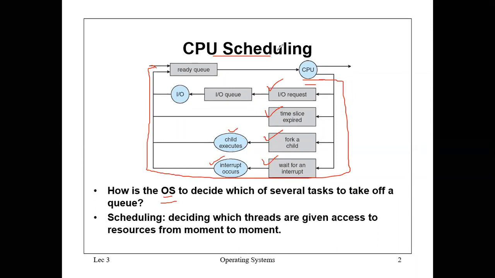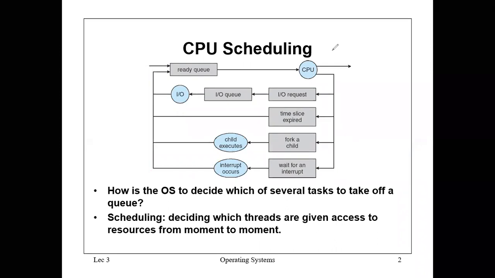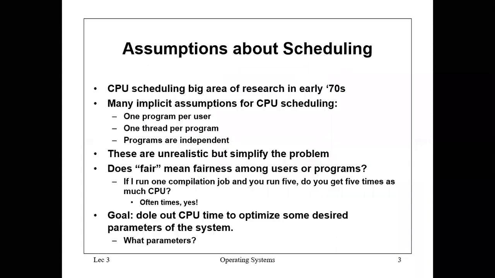Now this can be done between threads or processes. A thread is basically a collection of instructions as well. So basically you can assume that this is a process. Now there are some assumptions that we have in the scheduling algorithms.